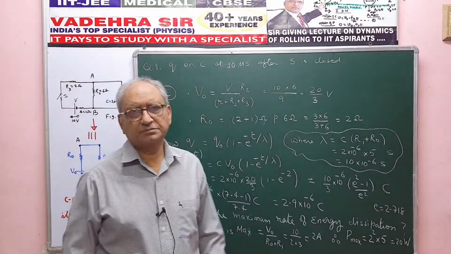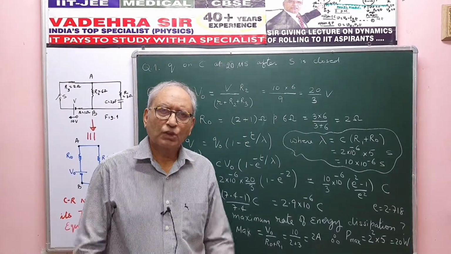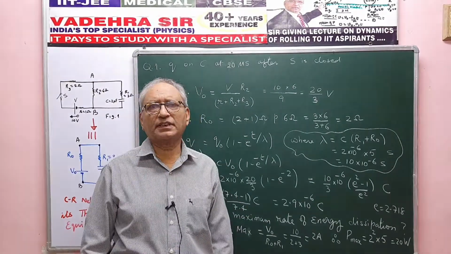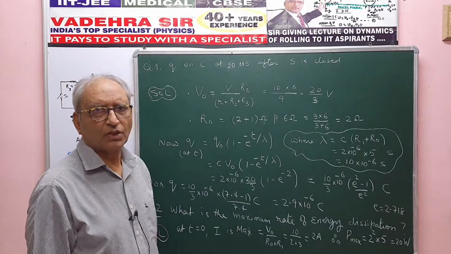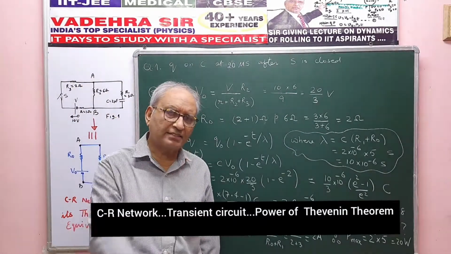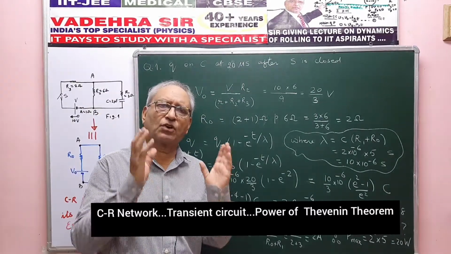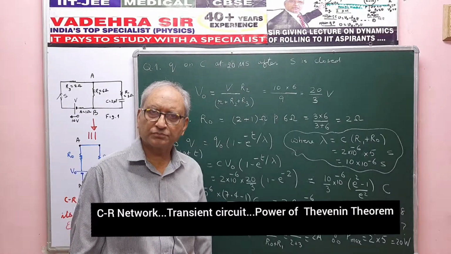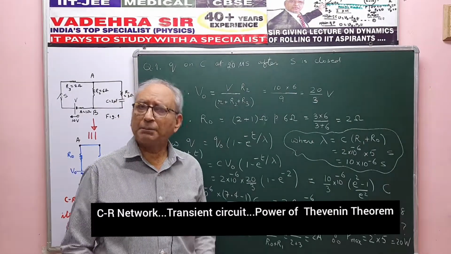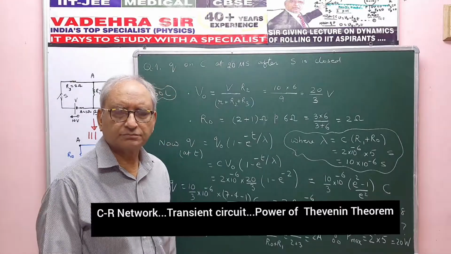CR network, transient circuit. Two transient circuits that you encounter in your program of physics. One is the CR transient circuit and the other is the LR transient circuit. The LR transient circuit we normally do in the chapter of electromagnetic induction. Here I am taking up a typical problem on a transient CR circuit.